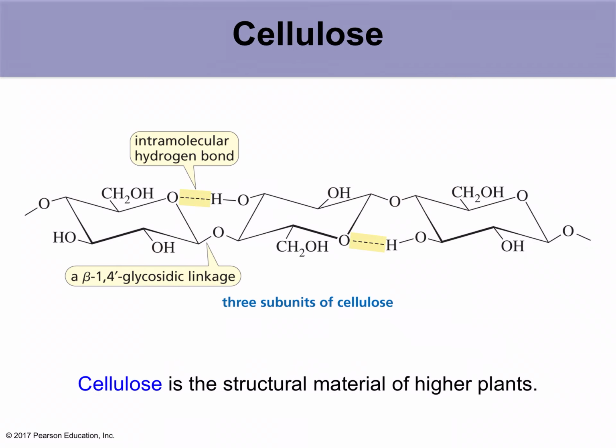And cellulose. Cellulose is a structural material of higher plants. It also has glucose, with a beta 1,4 glycosidic linkage, shown here as 3 subunits of cellulose. In addition to that, you can also see intramolecular hydrogen bonds in cellulose.